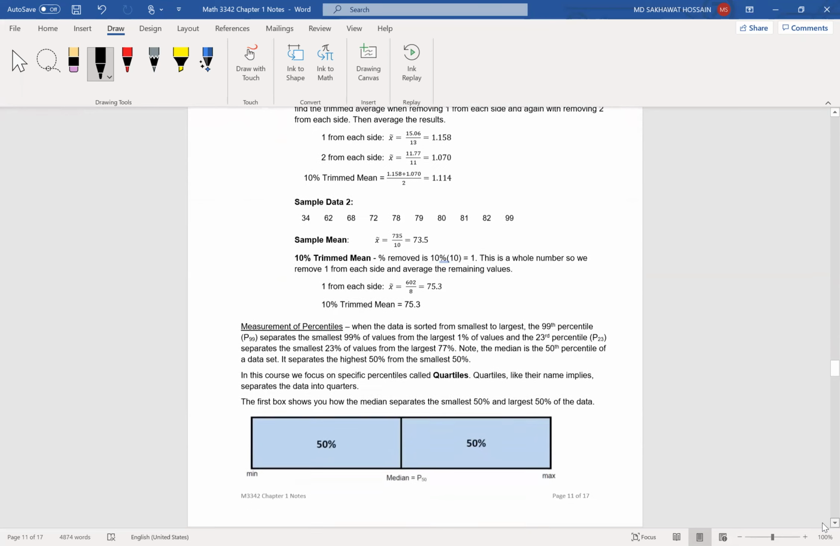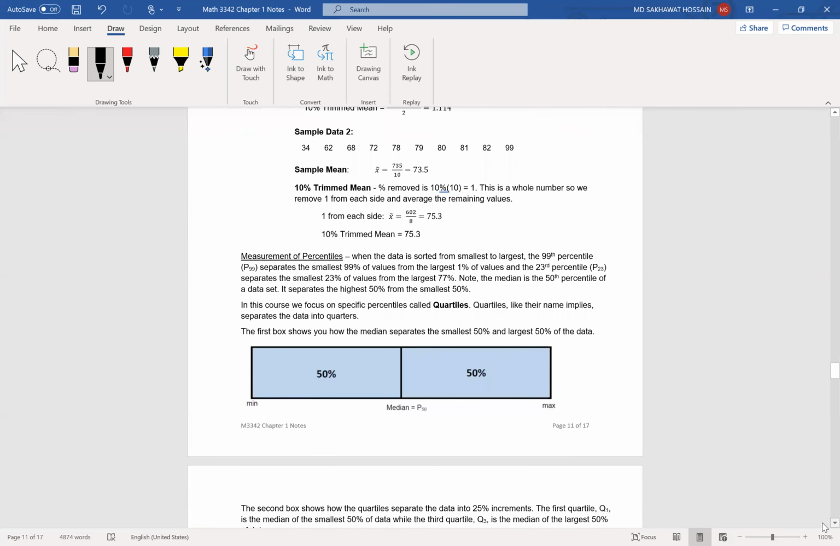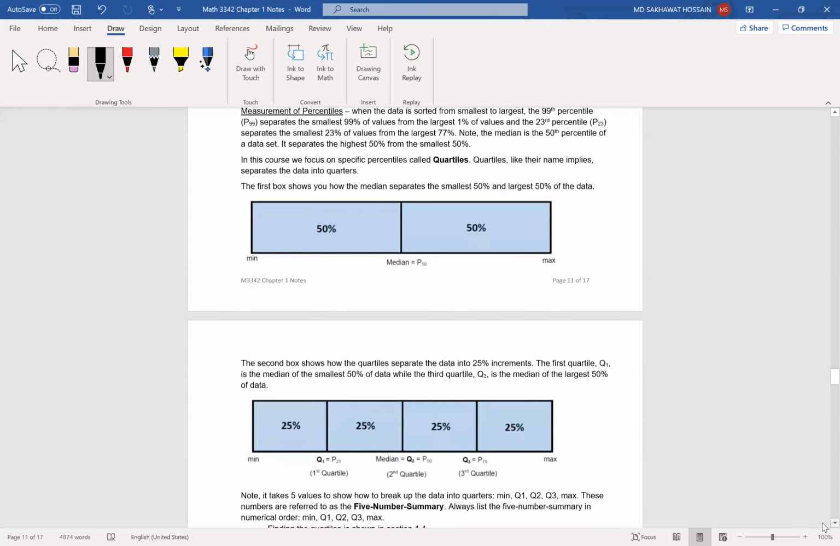Okay, so then measurements of percentiles. Before discussing the percentile, we need to discuss the quartiles. That means if you want to divide your data set into 4 groups, the median divides the data into 2 groups. So how do we calculate quartile?